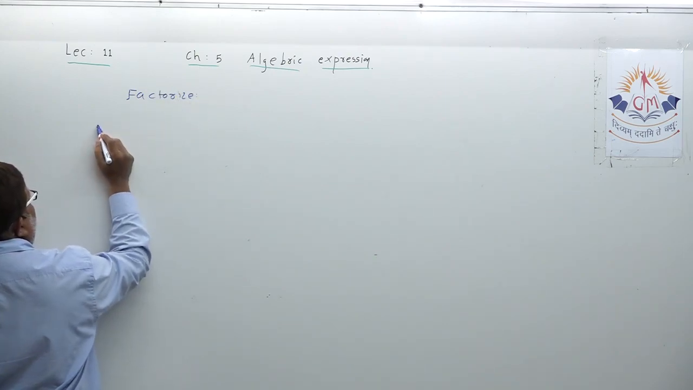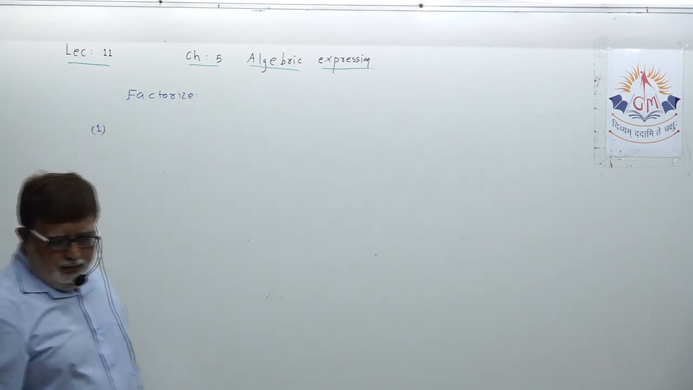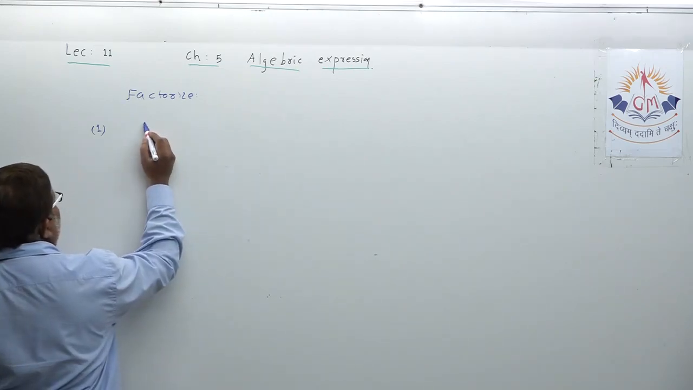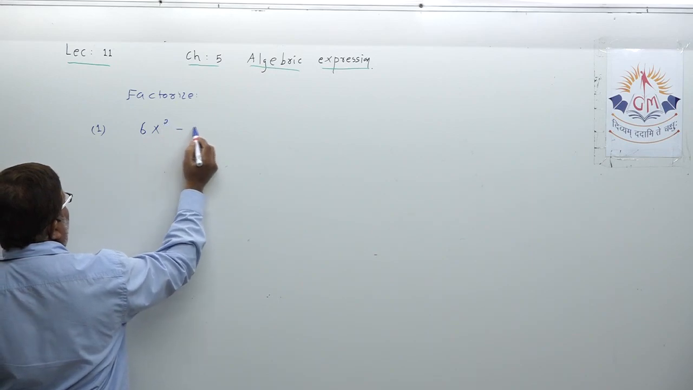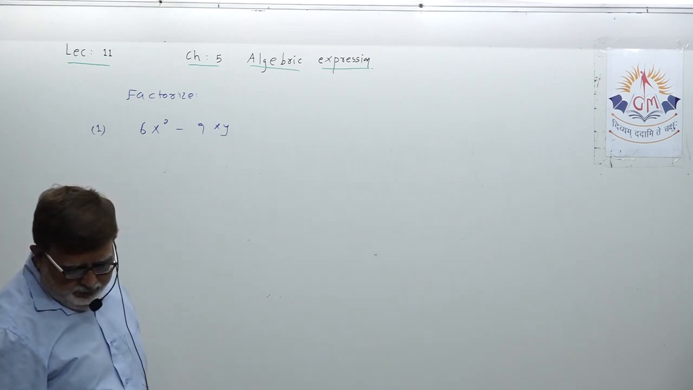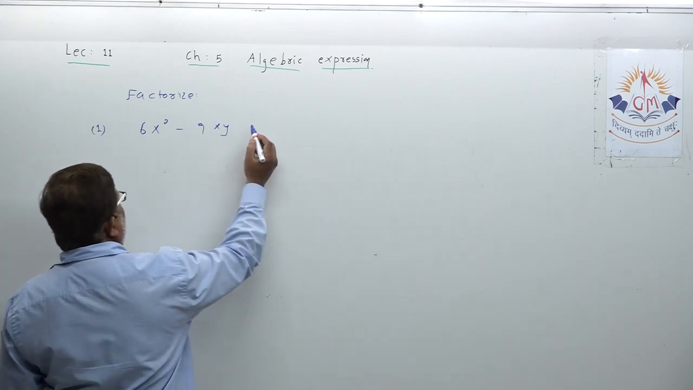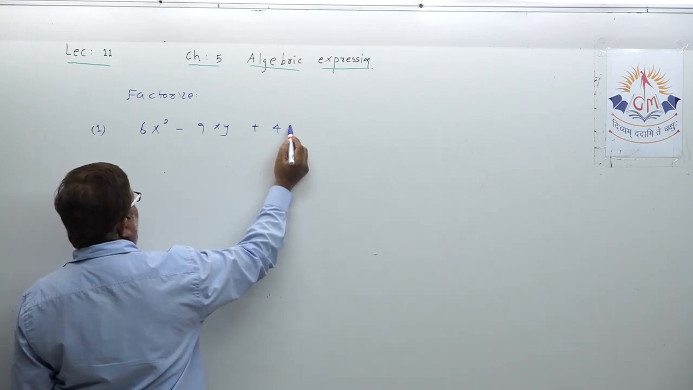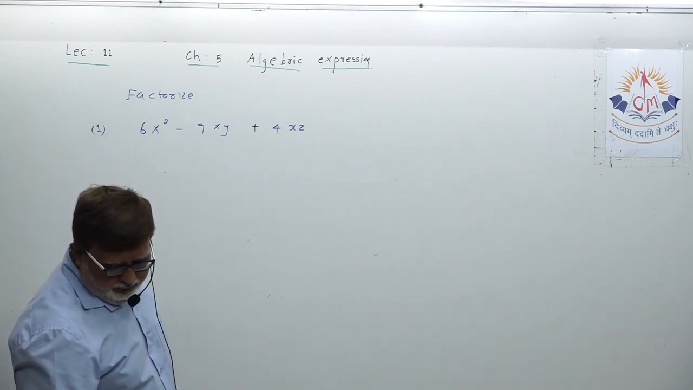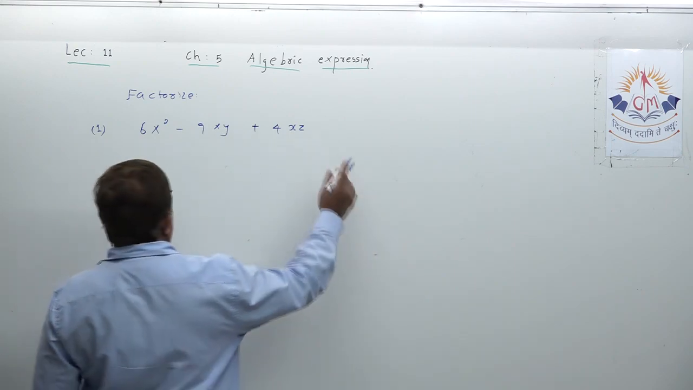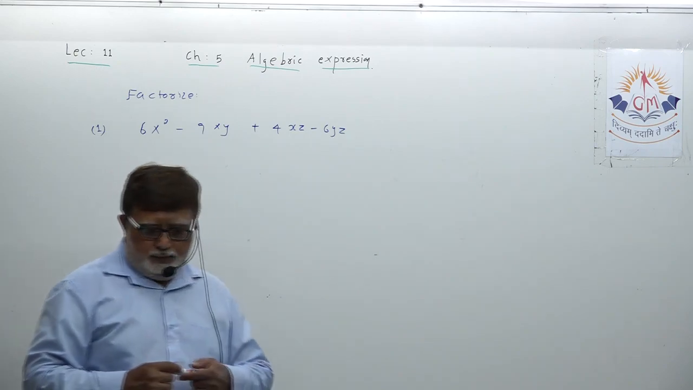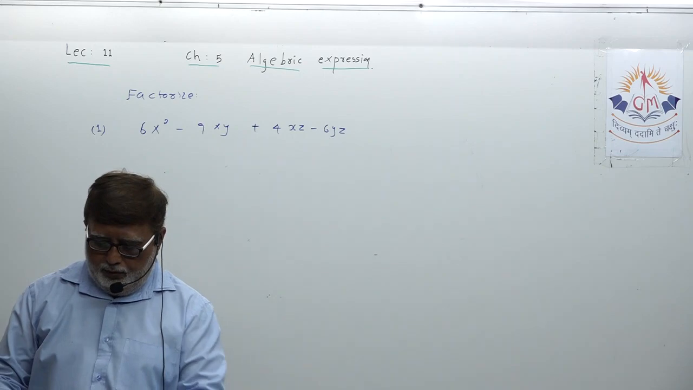Factorize. Question number 1, suppose you are given this: 6x square y minus 9xy, please note down, minus 9xy plus 4xz minus 6yz. Okay dear student, why is it called compound factorization?